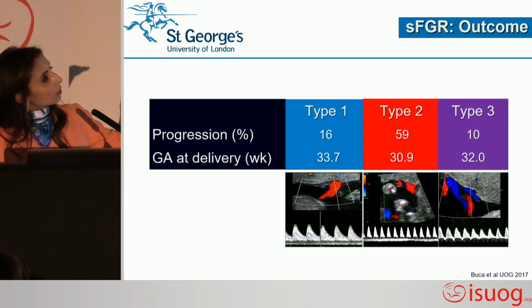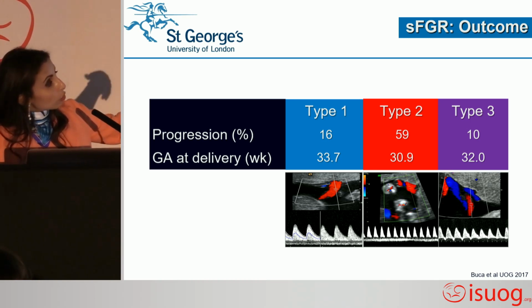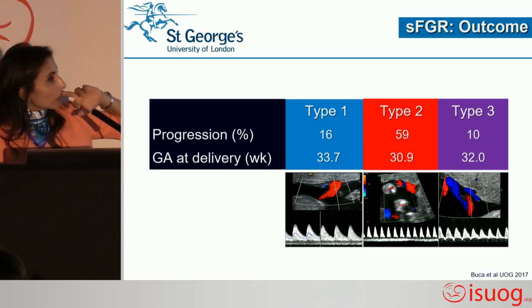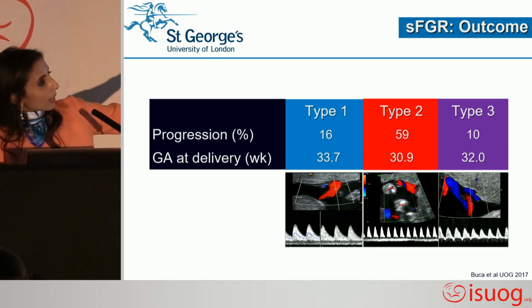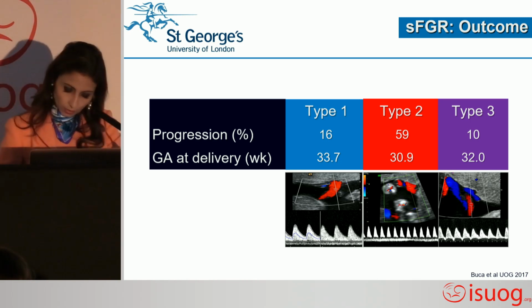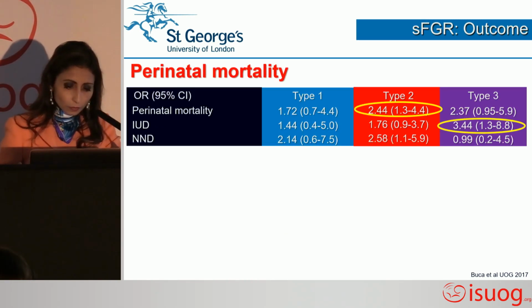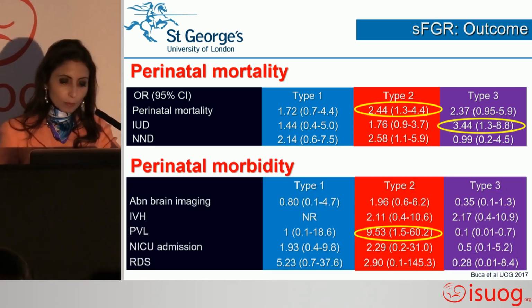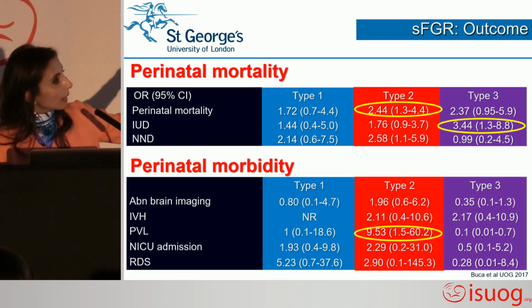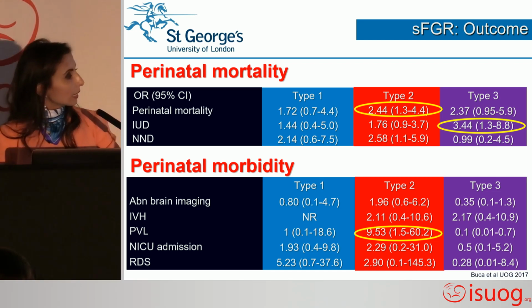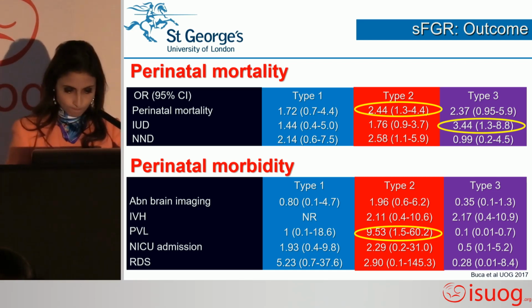And you can see the gestational age at delivery, which again is consistent with the data that I showed you earlier, but also consistent with what we found in our data. Type 1 about 34 weeks, type 2 about 31, and type 3 about 33 weeks. This meta-analysis also looked at the risk of perinatal mortality and morbidity. And again, you see type 2 and type 3 tend to be higher than type 1.